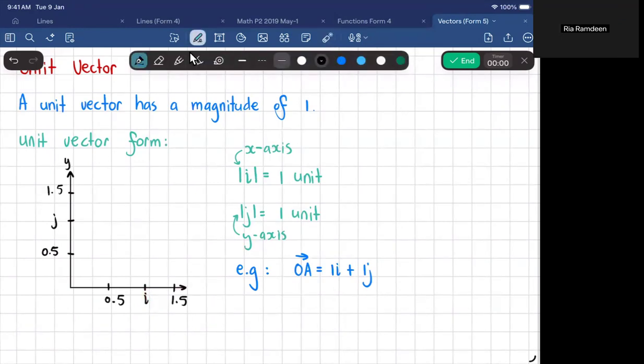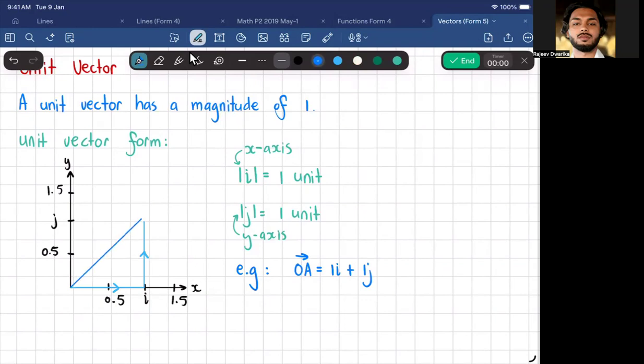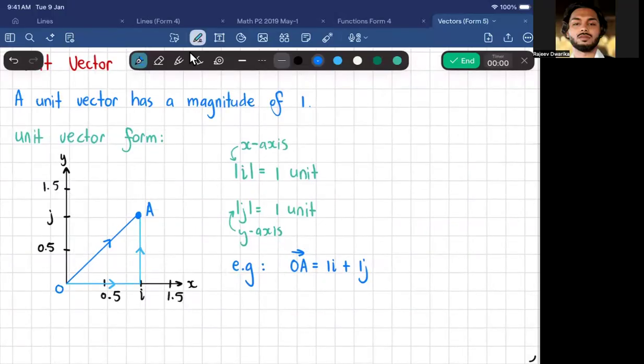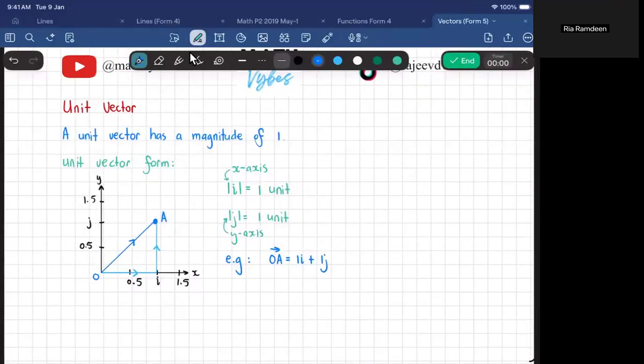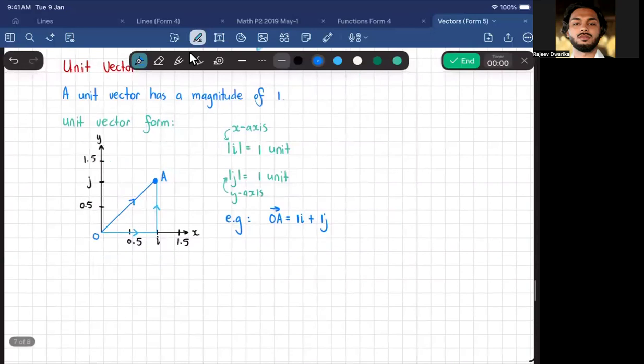Am I confusing you? No. Okay, so check this out. If I say 1i plus 1j, this is literally all I'm talking about. I'm moving 1 unit to the right, followed by 1 unit up. What would I call this point? A. And the vector was OA. Right, so that's essentially what a unit vector is. On the Cartesian plane, 1 unit on the x-axis would be i, and 1 unit on the y-axis would be j. That's simply it.